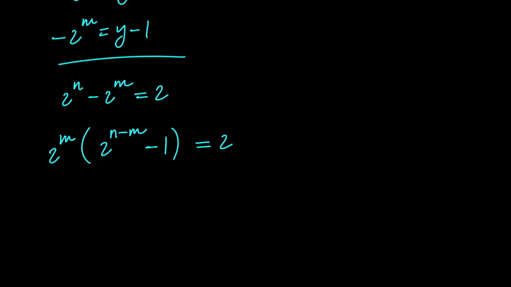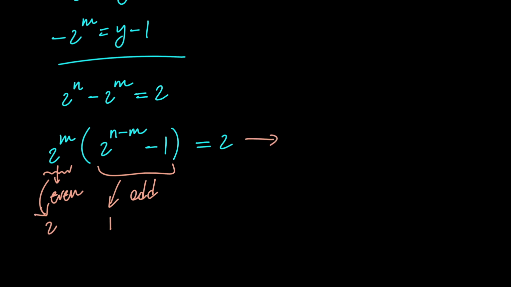Next, let's take a look at this factor. 2 to the power of n minus m is something even, and then once we subtract 1 from that, we're going to get something odd. So this is odd, right? And obviously, this one is even. Now, the only odd factor of 2 is 1, right? So this should be 1, and therefore this should be 2, right?